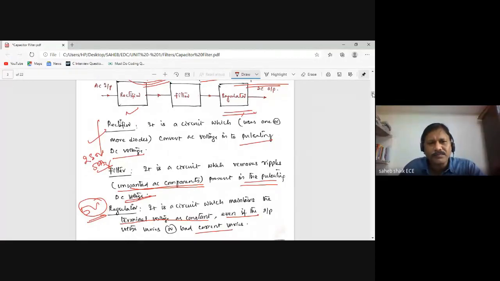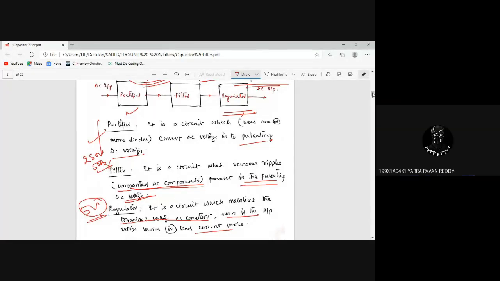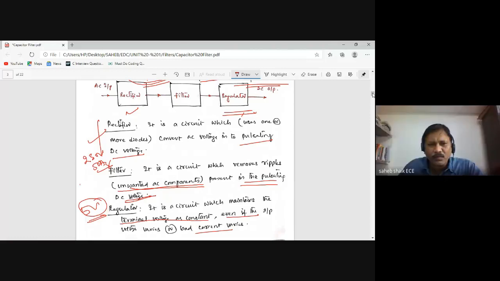Yes or no? The line voltage is 230 volts. In some cases it may be varying from 170 to 260. It varies like this whenever a variation comes. This variation should not make an impact on the output voltage. So that is called regulation even if the input voltage varies.